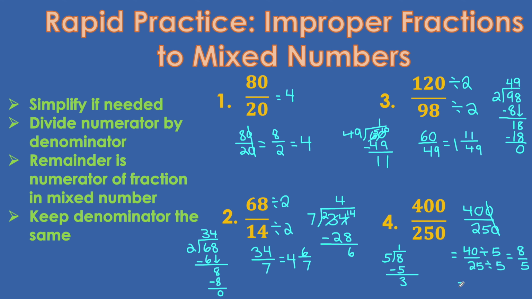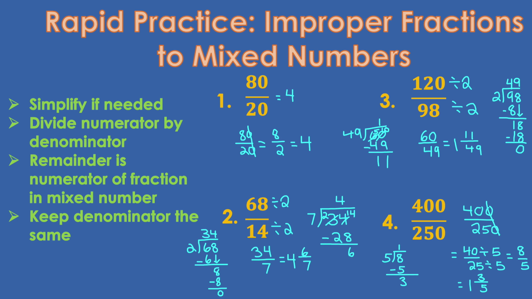To get the mixed number, write down the whole number, which is going to be the quotient. We have 1. Then our numerator is this remainder, which is the 3. And the denominator is kept the same, which is a 5. So our final answer is 1 3/5.